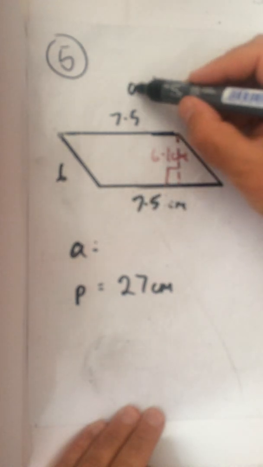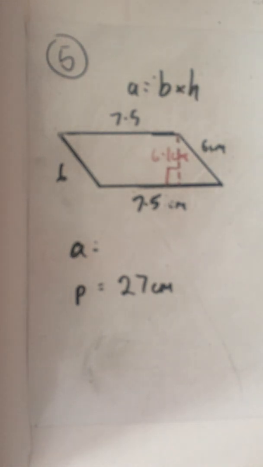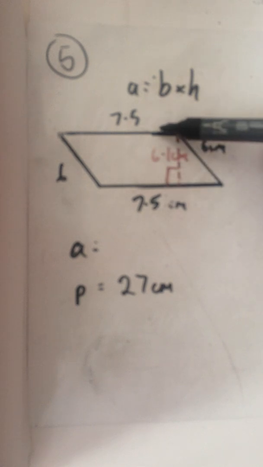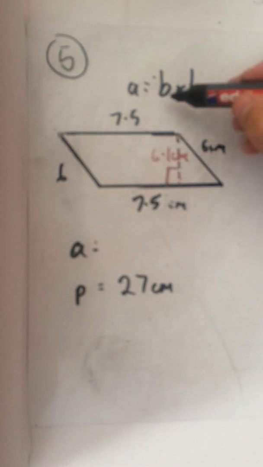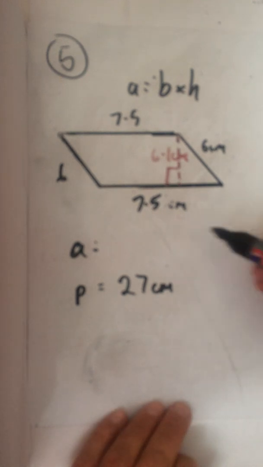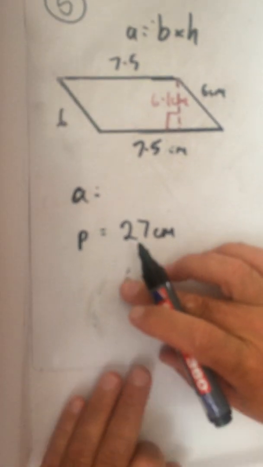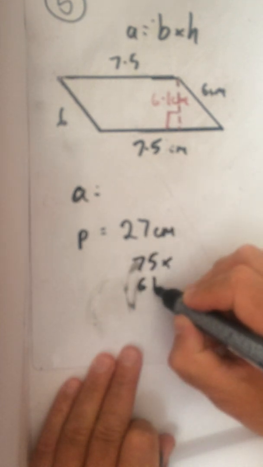The area of a parallelogram is just base times height. You do not divide it by 2. So just remember the difference between the two shapes. For a triangle you do the base times height and you divide it by 2. For a parallelogram, you just do the base times the height. So let's do that underneath. Let's give us a bit of space. So I'm going to do 75 times 61.